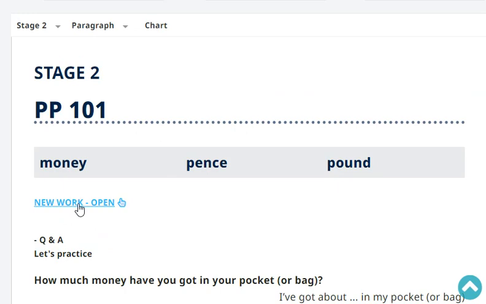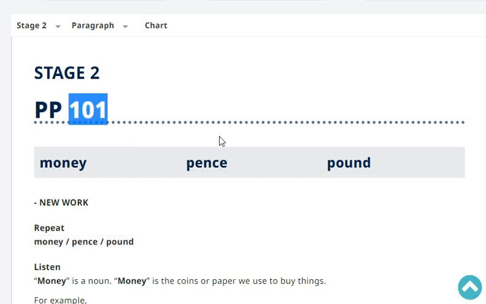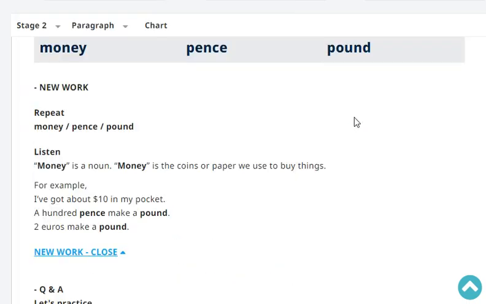Next, repeat: money, pence, pound. Very good. Okay, listen. Money is a noun. Money is the coins or paper we use for buying things. For example, I've got about 10 pesos in my pocket.